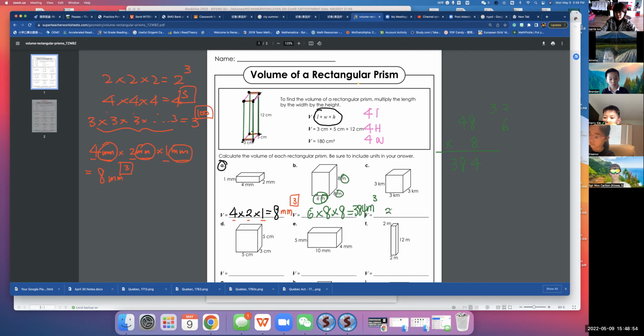Next one, length times width times height. If at this moment, there are probably some students think, 老师, they're actually the same. Yes, they are all the same. So they have another name for that, which is cube. When you hear somebody say, hey, Eleanor, could you bring me that cube? That means the one I want you to bring me has the same height, same length, and the same width. Hello, Colton. Hello. Okay, so the answer is 27 kilometers cubed.